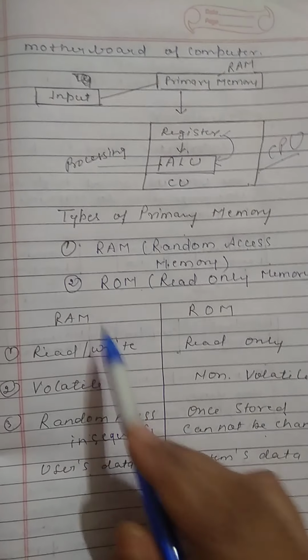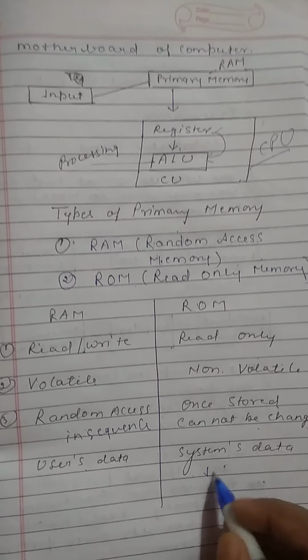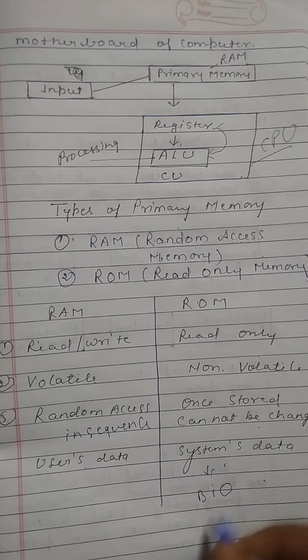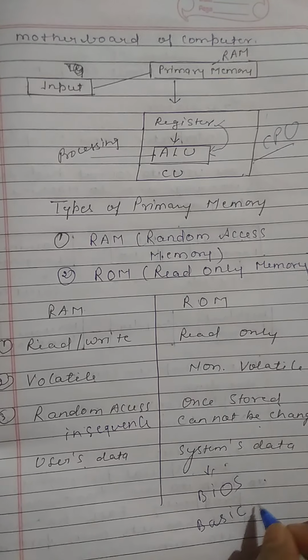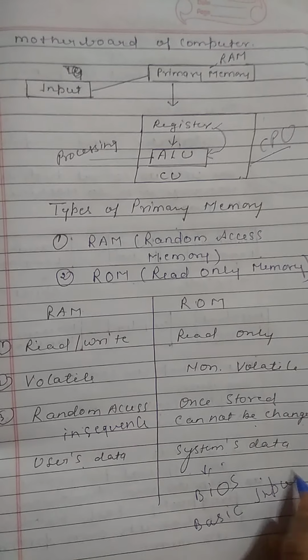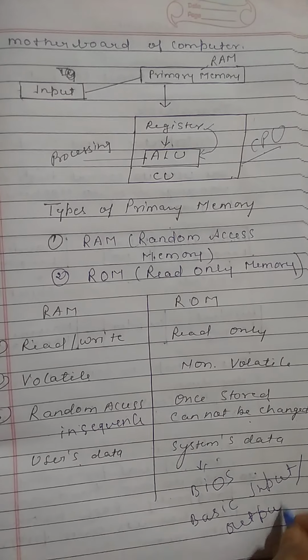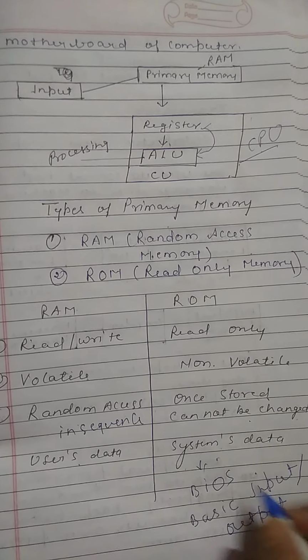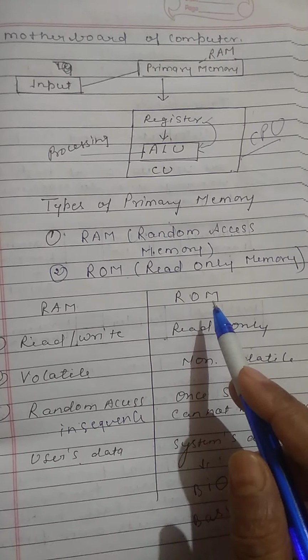Users' data are stored in the RAM and systems data are stored in the ROM. Systems data, for example, BIOS, basic input output system. These programs are used for starting the computer. Without it we cannot start the computer. So these types of programs or systems programs are used to store data in the ROM.